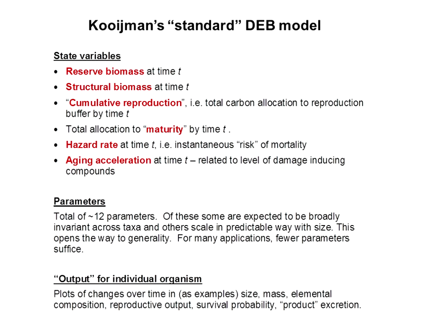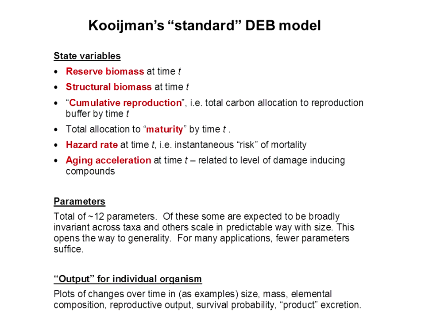The model has 6 state variables, and depending exactly on what you want to do with it, you can come up with a different total for the number of parameters, but for many applications we can think of it as involving 12 parameters. One of the strengths of DEB theory that I talked about in previous lectures is that some of these parameters are expected to have broadly invariant values across taxa, and others scale in a predictable way with size, and I'll make a few comments on that later on.